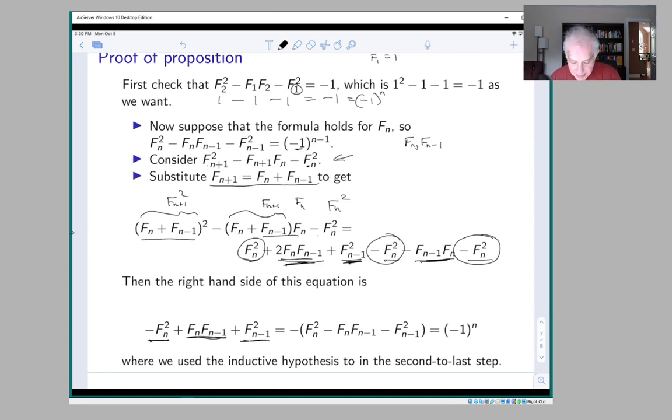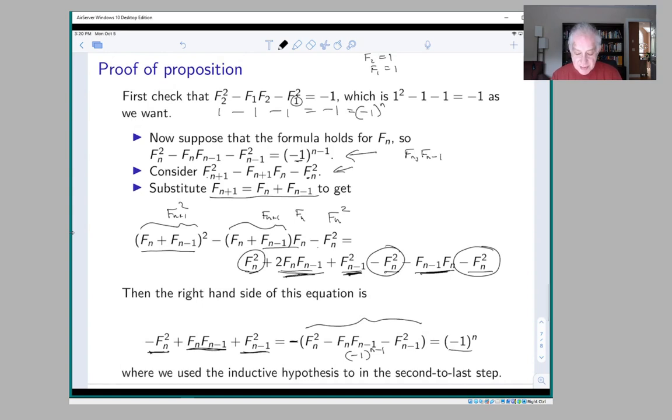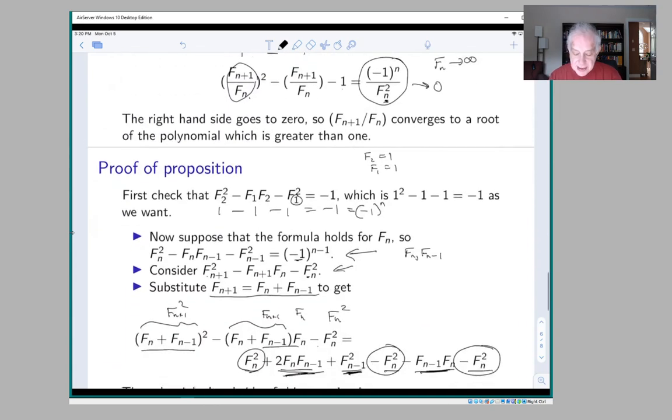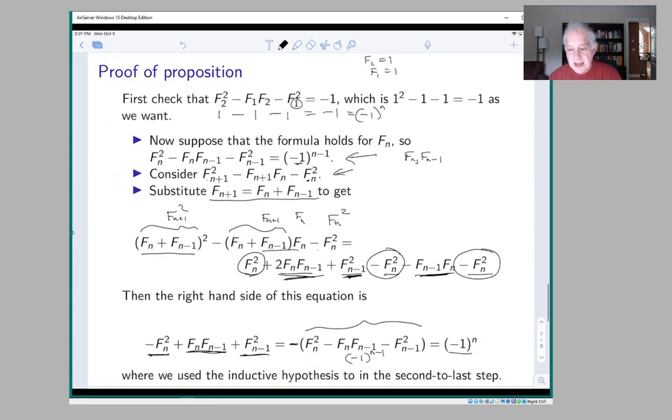And if we pull out a minus sign, we get minus (f_n squared minus f_n f_(n-1) minus f_(n-1) squared). But this right here is our inductive hypothesis. So this is equal to (minus 1)^(n-1), and we have a minus sign in front of it. So altogether we get (minus 1)^n. And so we have a nice proof by induction of this relationship among Fibonacci numbers, which gives us this limiting formula, the connection between the Fibonacci numbers and the golden ratio.